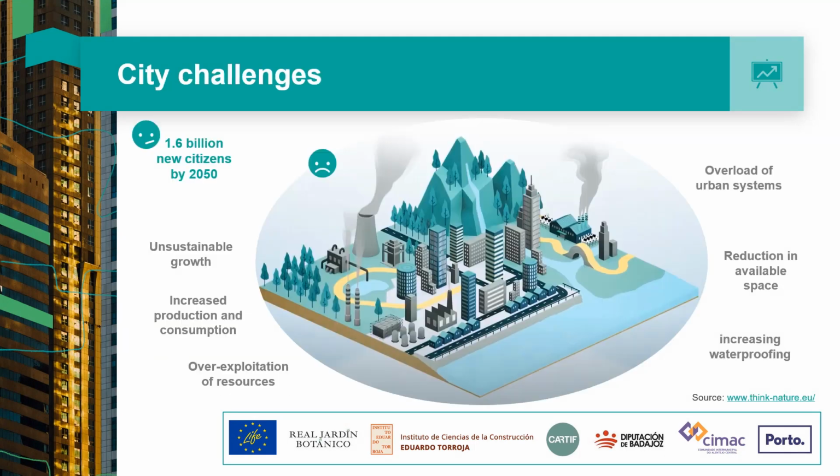We already talked about the urban ecosystem, but we want to stress that cities are becoming overcrowded, heavily waterproofed, and artificialized, with an increasingly accelerated growth perspective. It is expected that by 2050 there will be 1.6 billion more people living in cities, which represents another 1/5 of the world's population.